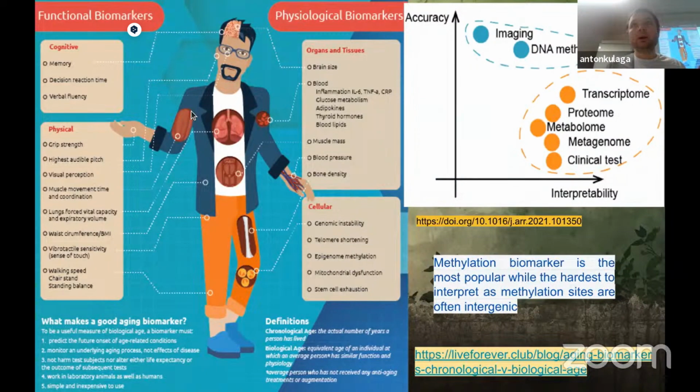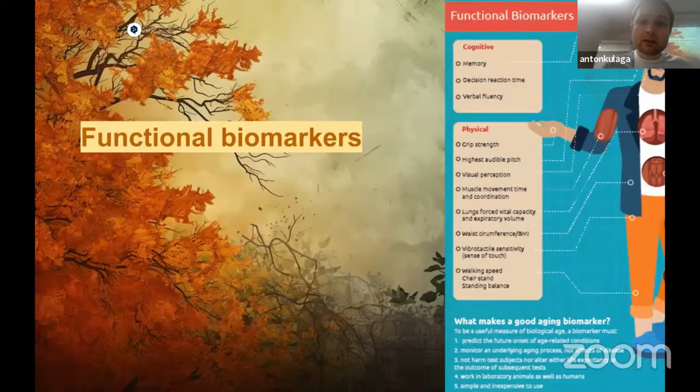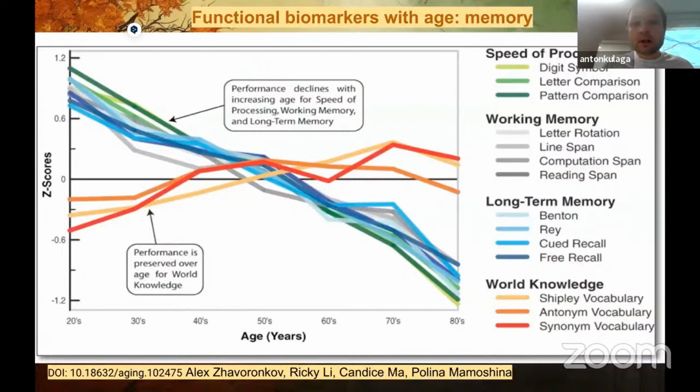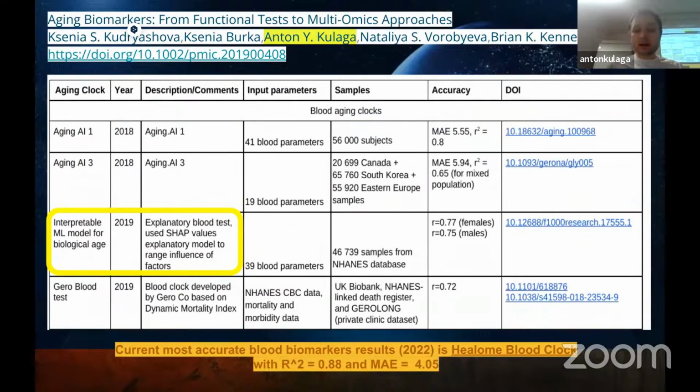But what we are also interested in is obviously the quality of our life. It means whether we have diseases, whether we are fit, how our health is. In the past, by the way, I authored one of the review papers on it. And here are functional biomarkers, some examples like speed of processing, working memory, and also some physical performance.